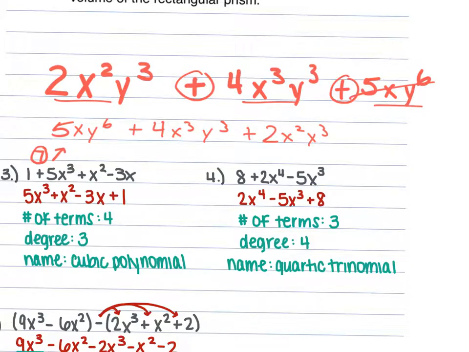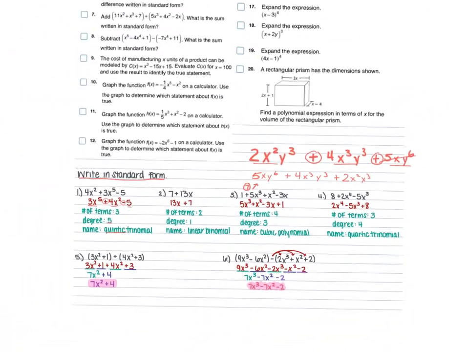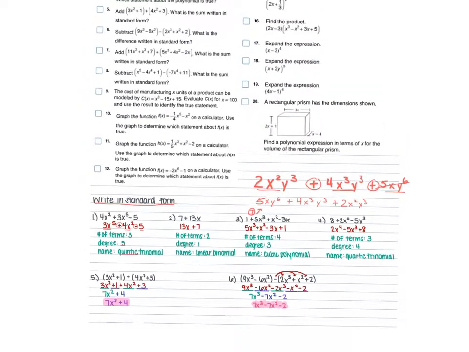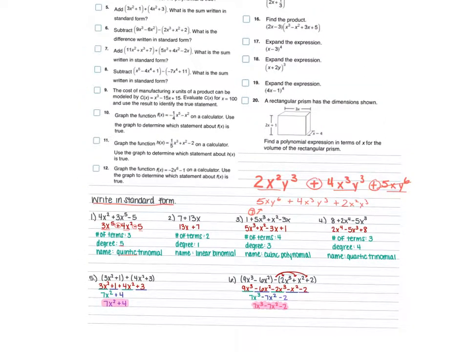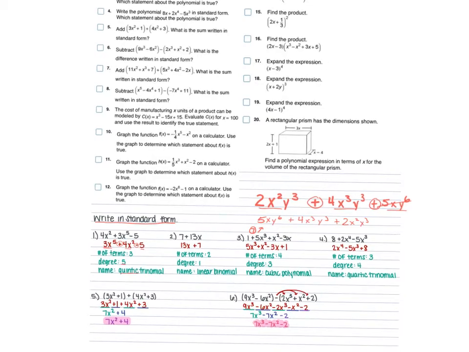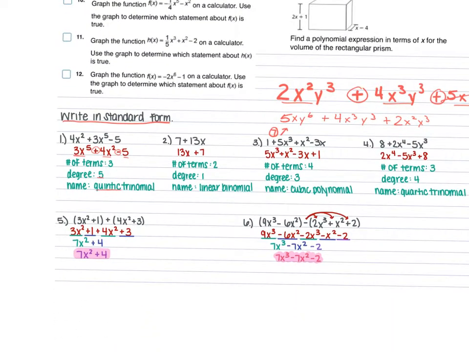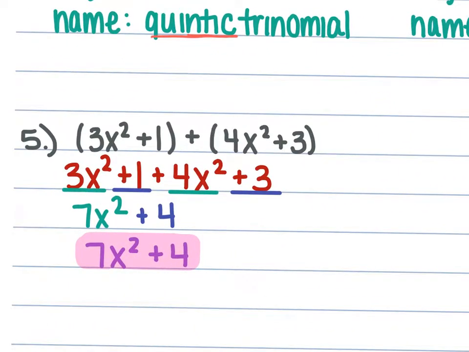All right, then for 5 and 6, it asks you to add and then subtract 2 polynomials. When we add, it's very straightforward. We're just taking these things right there, and we're taking the first 2 plus the second 2.